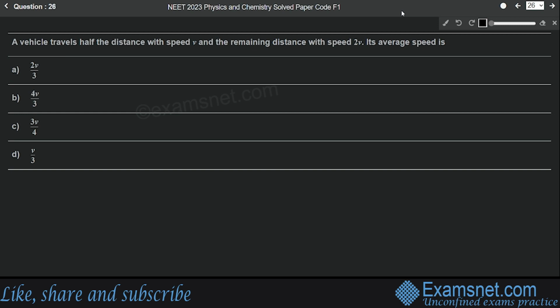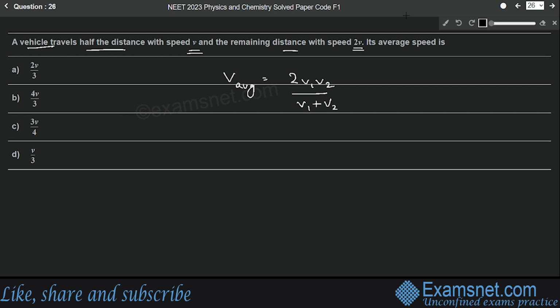Question number 26 is from the chapter Motion in a Straight Line. And the question is, a vehicle travels half the distance with speed v and the remaining distance with speed 2v. Its average speed is. Okay. So we have a direct formula to find the average speed. We know that it is equal to 2v1v2 upon v1 plus v2.